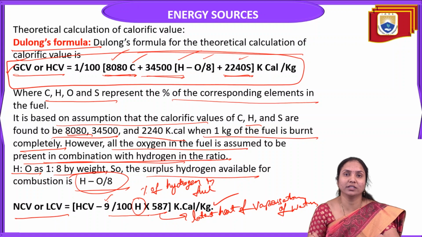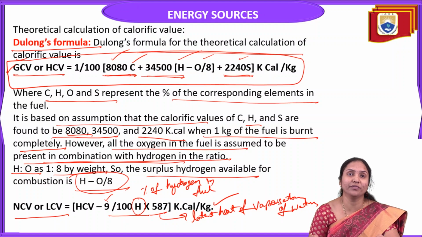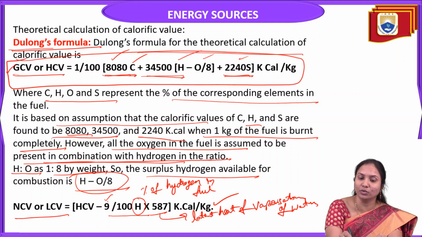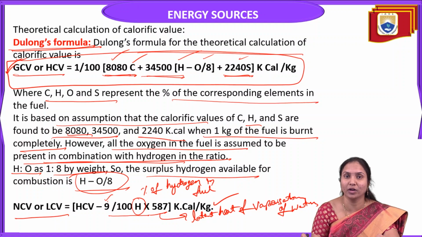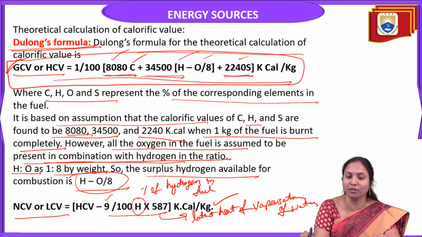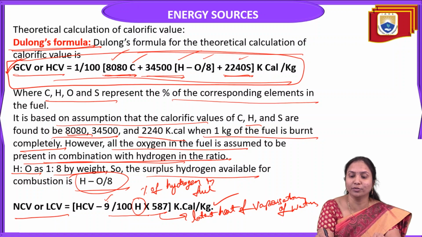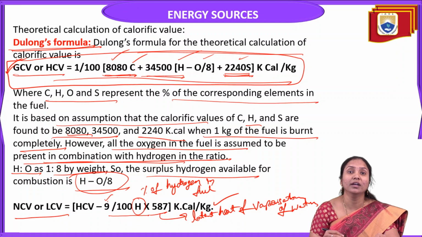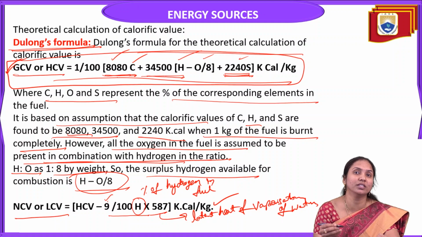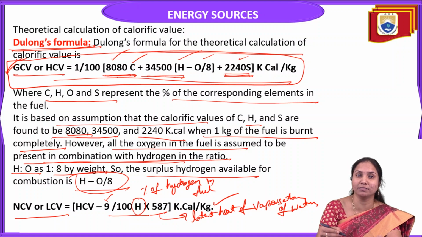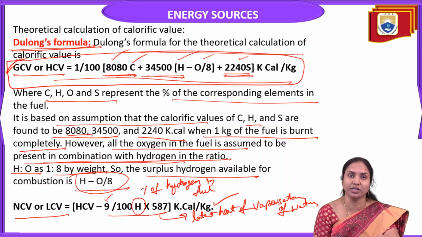According to Dulong's formula, the theoretical calculation of calorific value. By using this formula, the gross calorific value is 1 by 100 into 8080 C plus 34,500 and 2240. These are the calorific values of carbon, hydrogen, sulfur present in fuel, during 1 kg of fuel burning completely. In this case, it releases this much amount of heat energy. So it is theoretically proved already.